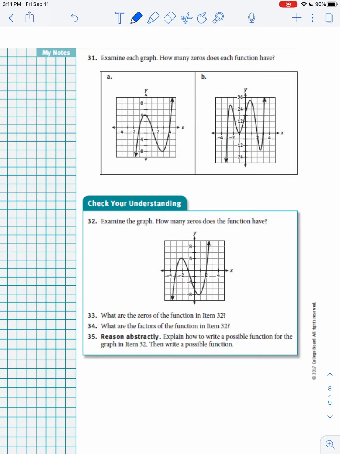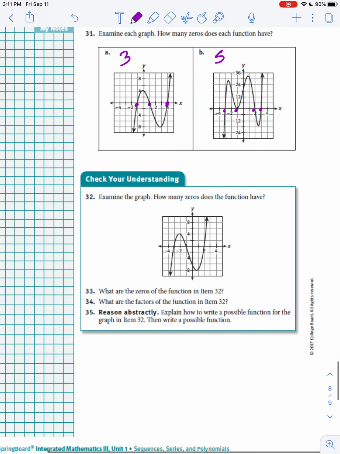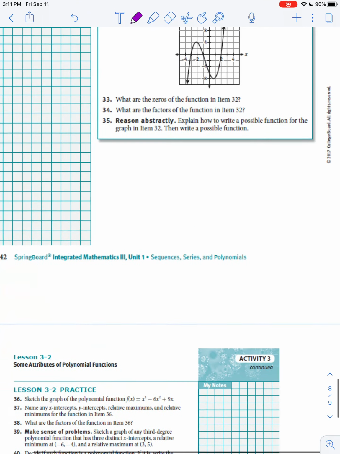All right, so question 31 we can do pretty quickly. It says, examine the graph. How many zeros does each function have? So let's go ahead in there and let's count the zeros. I see 1, 2, 3. So I see 3 zeros. And here I see 1. This one is going to count as 2 zeros. So 2, 3, 4, 5. So this one will have 5 zeros. Just that 2 of the zeros end up being the same. That's because of it just kind of bumping the x-axis and then coming right back up again. So that's actually going to be a 5th zero. All right.